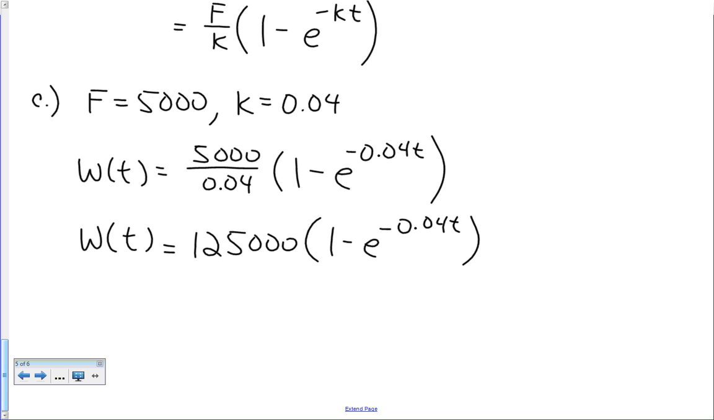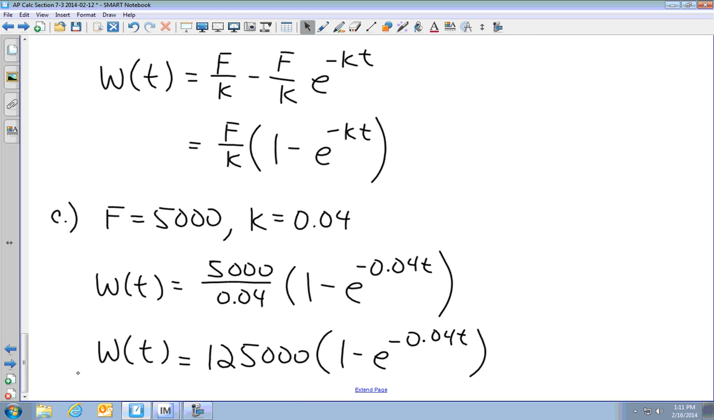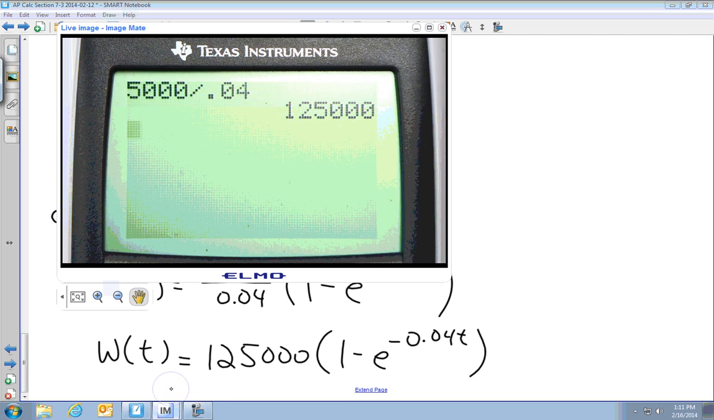Part D, it says predict the volume of water in the lake after 10, 20, and 30 hours. All right, and it also asks us, after these intervals, how much water has flowed in and how much has leaked out. So we have a little bit of extra work there to do in addition to simply finding what's happening at 10, 20, and 30 hours. But let's use our calculator to help us out.